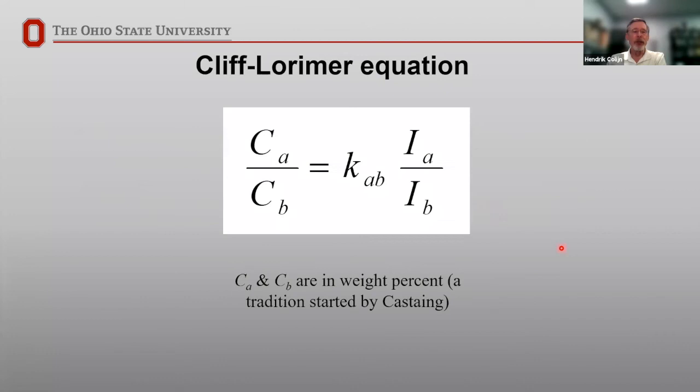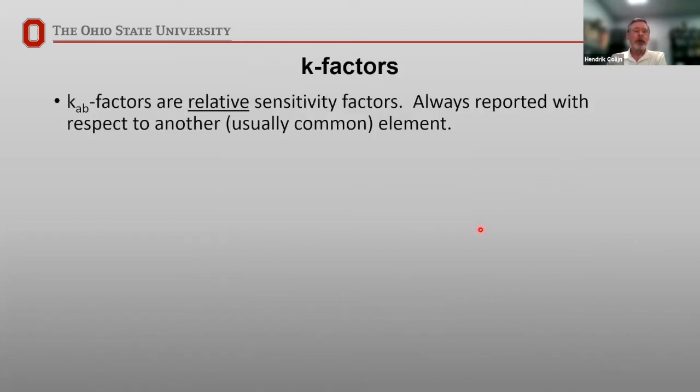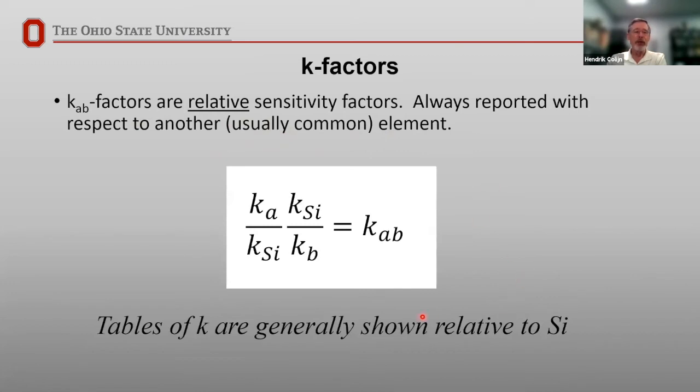So the Cliff-Lorimer equation is a straight sensitivity factor calculation where you have your peak intensities. You take the ratio of those times a K factor or some sort of sensitivity factor. And that gives you the ratio of the concentrations, generally done in weight percent. So these are relative sensitivity factors. When you see them tabulated, they will be reported with respect to another element, and it's usually a common element. Most of the time, you will see them shown relative to silicon in the tables.